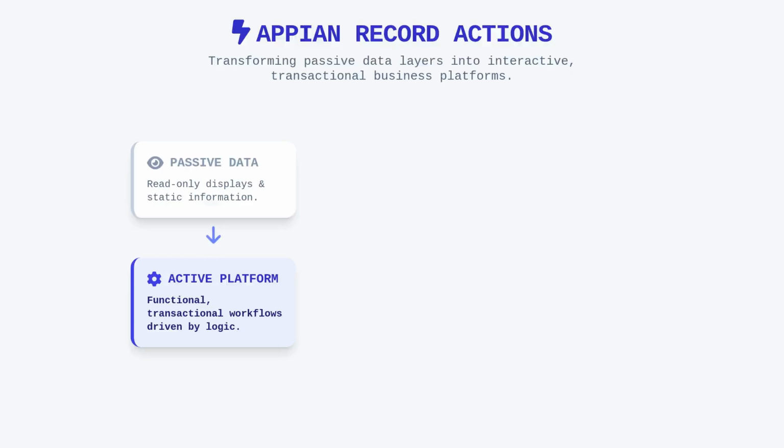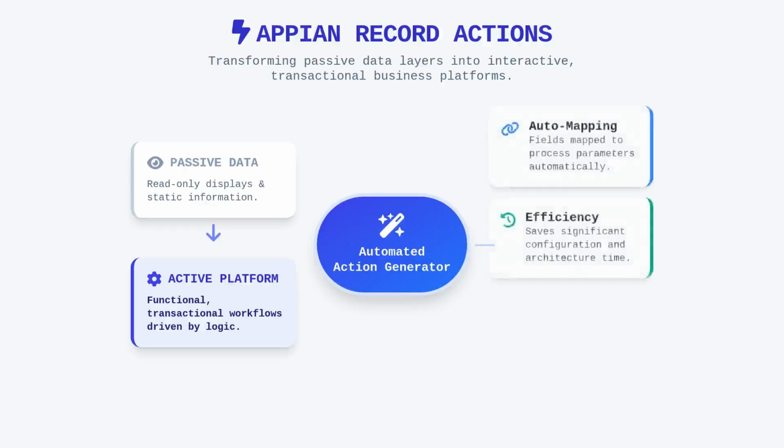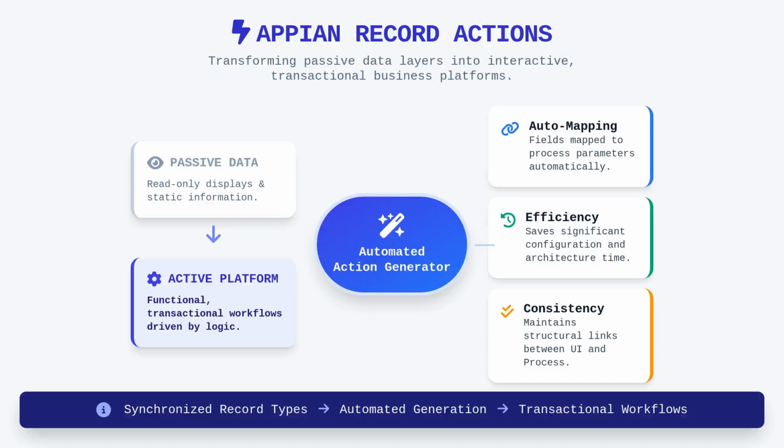When a record type is synchronized, Appian provides a powerful automated action generator that saves significant configuration time. This tool automatically maps your record fields to process parameters, which is essential for maintaining consistency across your application. Instead of manually architecting every input, you rely on the platform to establish the initial structural link between the interface and the background process model. This foundational step is critical for moving from read-only data displays to fully functional, transactional workflows.